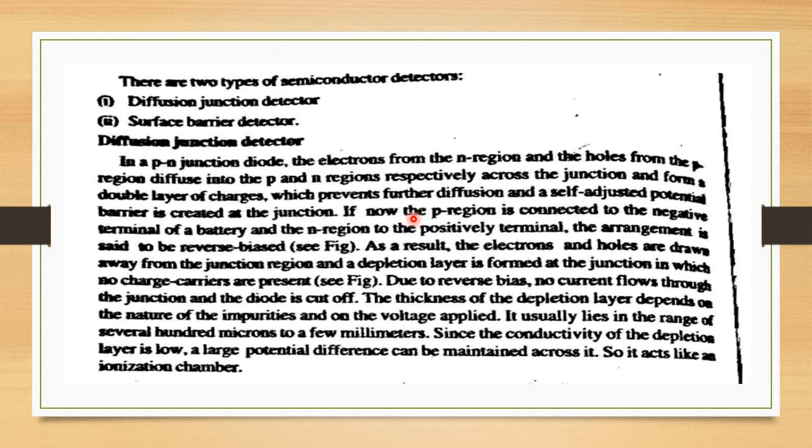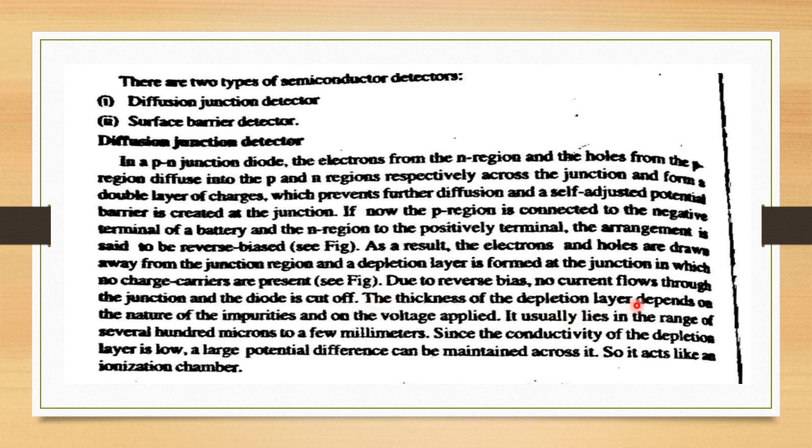Now, if the P region is connected to the negative terminal of the battery and the N region to the positive terminal, the arrangement is said to be reverse biased. You can see the figure in the next slide. As a result, electrons and holes are drawn away from the junction region, and a depletion layer is formed at the junction in which no charge carriers are present. Okay, so due to reverse bias, no current flows through the junction and the diode is cut off.